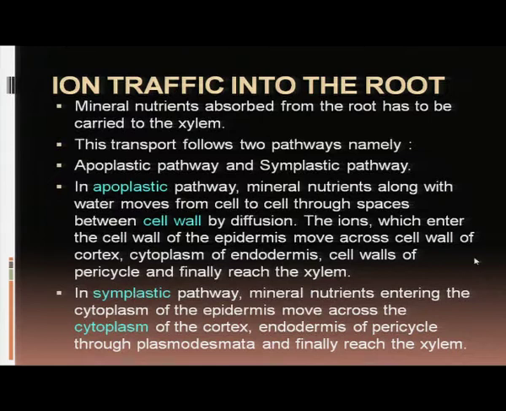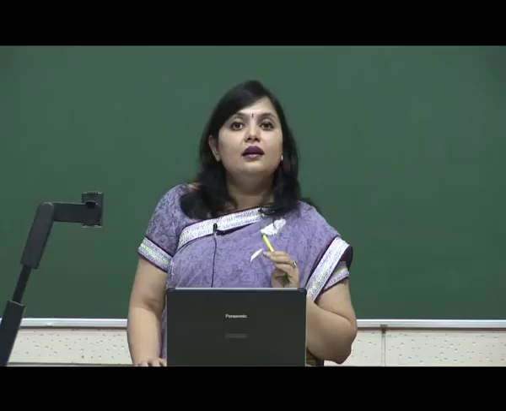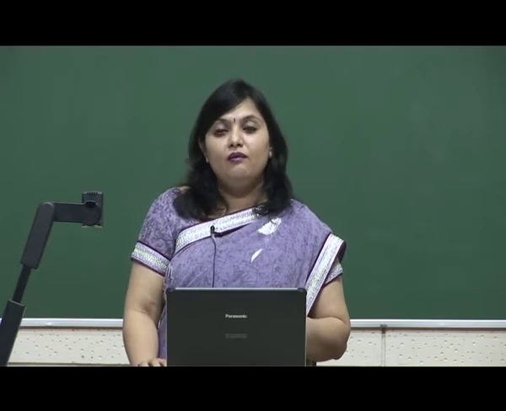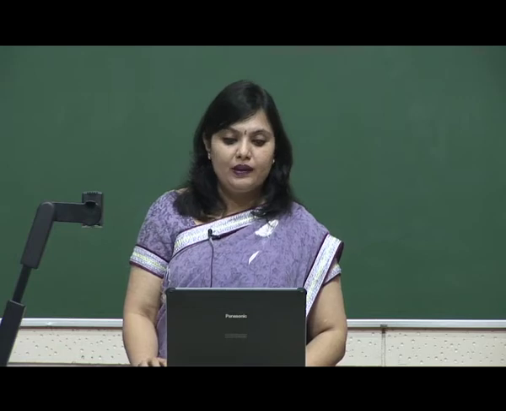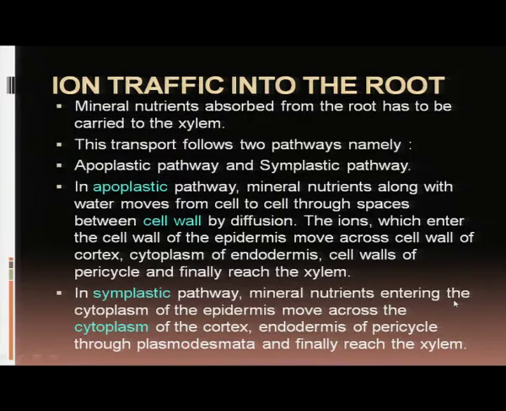Here everywhere it is written cell wall, but for endodermis we are talking about cytoplasm. Why? Can you recall this from the earlier session? Why the water and minerals cannot travel through the wall of the endodermis even in the apoplastic pathway? Yes, because of the Casparian strips which are highly suberized. In symplastic pathway, mineral nutrients entering the cytoplasm of the epidermis move across cytoplasm of the cortex, endodermis and pericycle through plasmodesmata and finally reach the xylem.